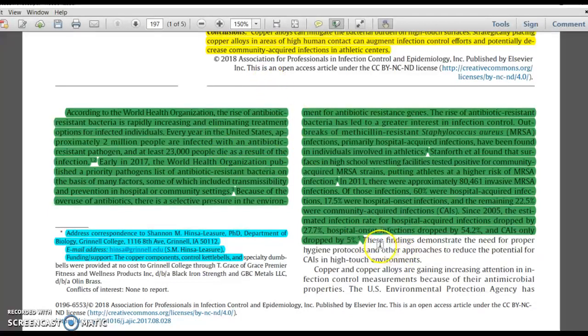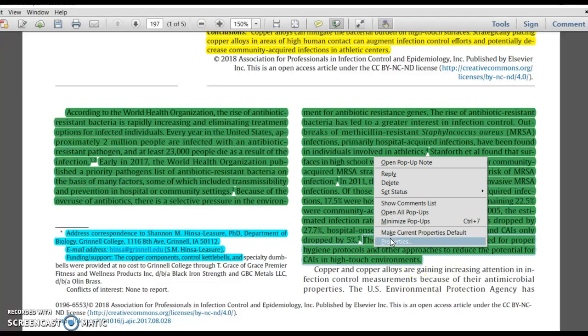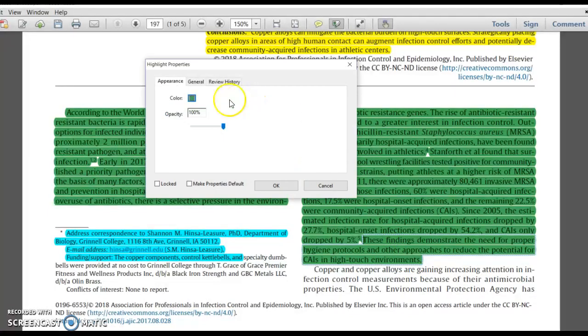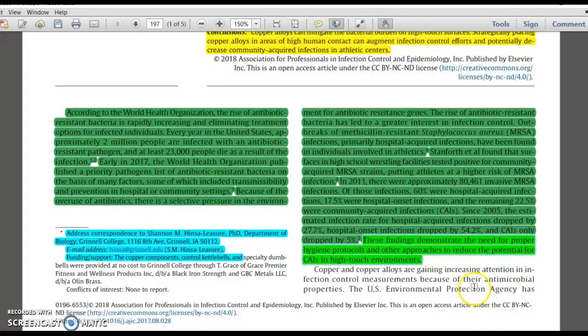The next section is going to start right here, and I'm going to change color so it becomes a little more distinct and obvious from the next section. So right here they're talking about how these findings demonstrate the need for proper hygiene protocols and other methods to reduce the potential for community-acquired infections. So now they're getting into the justification for their study. Their study is addressing a potential way to reduce those number of infections. And then that's going to continue on here.